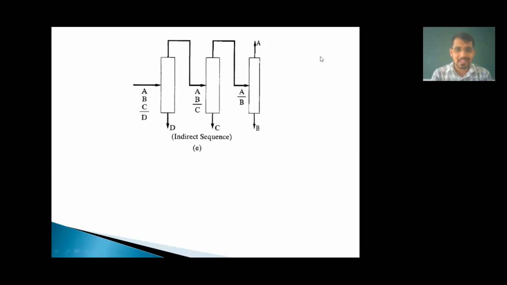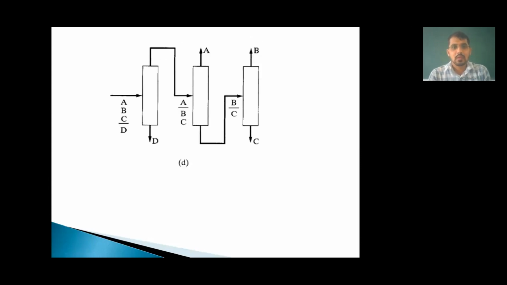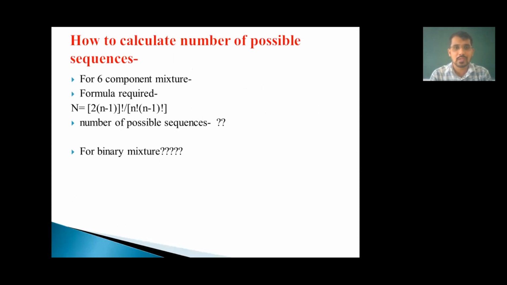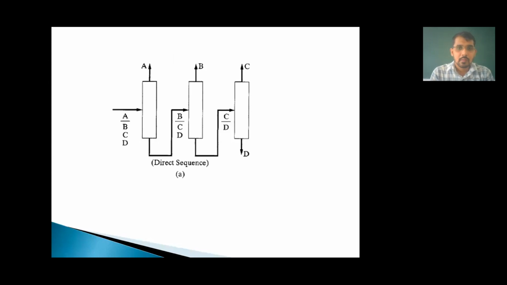So this is all about today's lecture. We have seen possible sequences for 5 component and 6 component mixtures, and how to calculate the best sequence. You have to remember these figures for the 4 component mixture. Many times this question has been asked in your exam, to find the best sequence. For that you should know how to draw these figures. To draw them you should know the rules for sequencing, those heuristics which we have seen in the previous lecture.